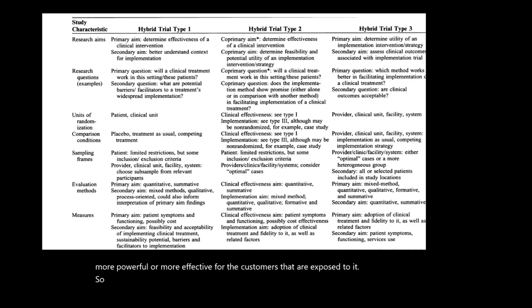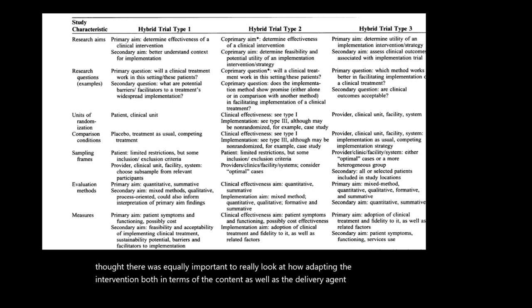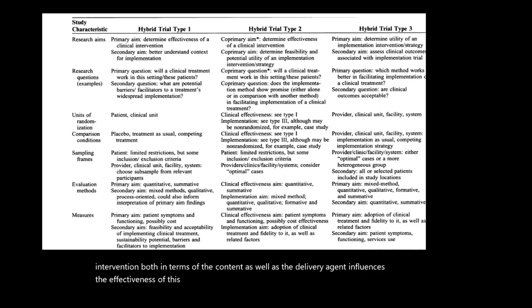So that's an example where she decided, because she was shifting this, that she would do a hybrid two kind of trial. She thought it was equally important to look at how adapting the intervention, both in terms of the content as well as the delivery agent, influences the effectiveness of this, but also how switching the intervention delivery agent might increase the implementation outcomes that are achieved. For example, the extent to which the intervention was implemented with fidelity and fully and completely. So that's just an example of a hybrid two.